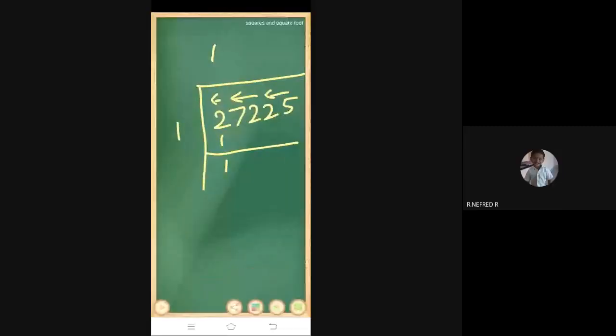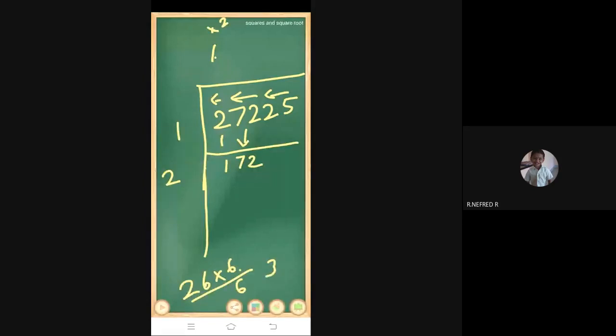72 is a square. Now 1 should be multiplied by 2. So 1 two is 2. So check whether it is a square number or not. If it is not a square number, then lesser than this we have to find out. So suppose if I write 6, what happens? 6 sixes are 36, balance 3, 6 twos are 12, 12 plus 3, 15.